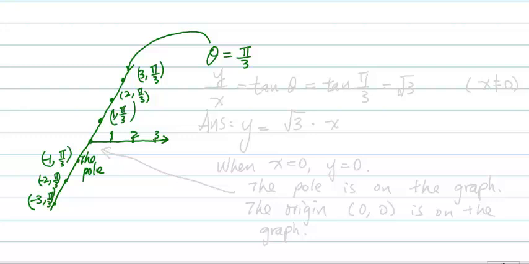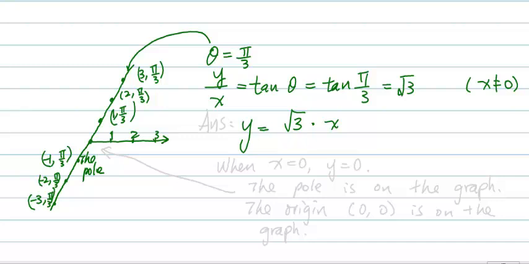We treat theta and pi over 3 as the argument of the tangent function. We get tangent of theta equals tangent of pi over 3. And pi over 3 is a common angle. Tangent of pi over 3 is square root of 3. We use the theorem in the book. It says as far as x is non-zero, tangent of theta equals y over x. And then we multiply both sides by x to get y equals square root of 3 times x.